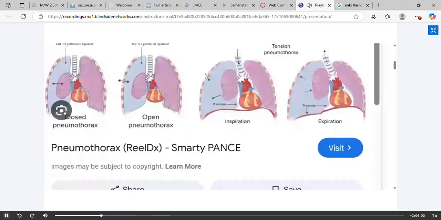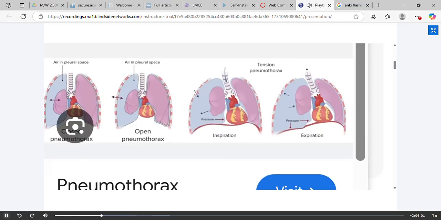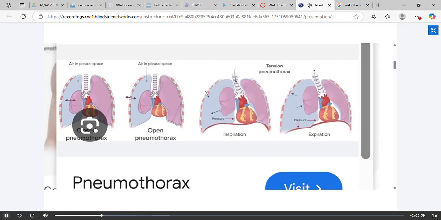So going back to this. That was your open pneumo, right? So gloved hand on top, place your occlusive dressing, make sure that it can still vent, because if it cannot vent, then this air will accumulate and build up, and it will turn into a tension pneumo, okay?